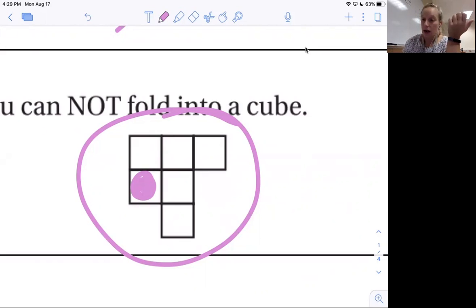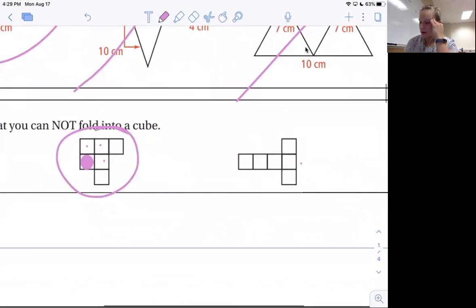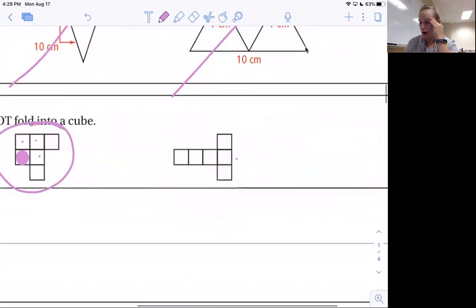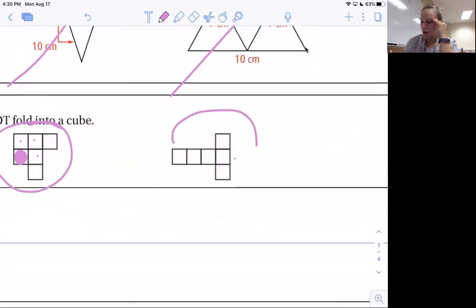If we could cut this out, I could show you exactly what that looks like. But let's think about it. If you have this square next to 1, 2, 3, we aren't able to fold and tuck like we want to. So that causes a problem. That's why it's not. This T is very similar to this cross that we had over here. Just fold this guy all the way around and he will make a cube.